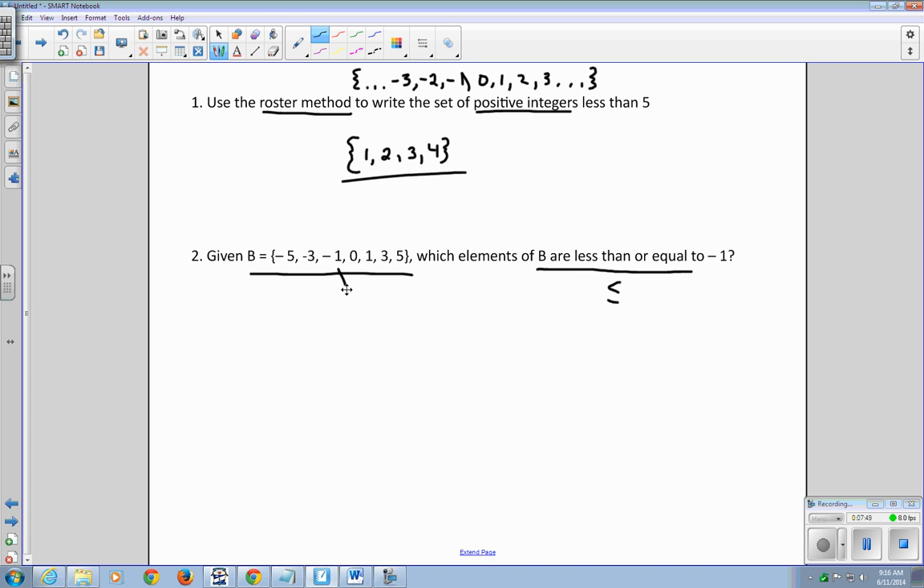Well, clearly, negative 1 will be a number that's in this set. Could it be 0? No. Too large. But on the other hand, negative 3 is most certainly in this set, as is negative 5, since it is to the left of negative 1. And those three elements make up our set less than or equal to. More to come in the next video.